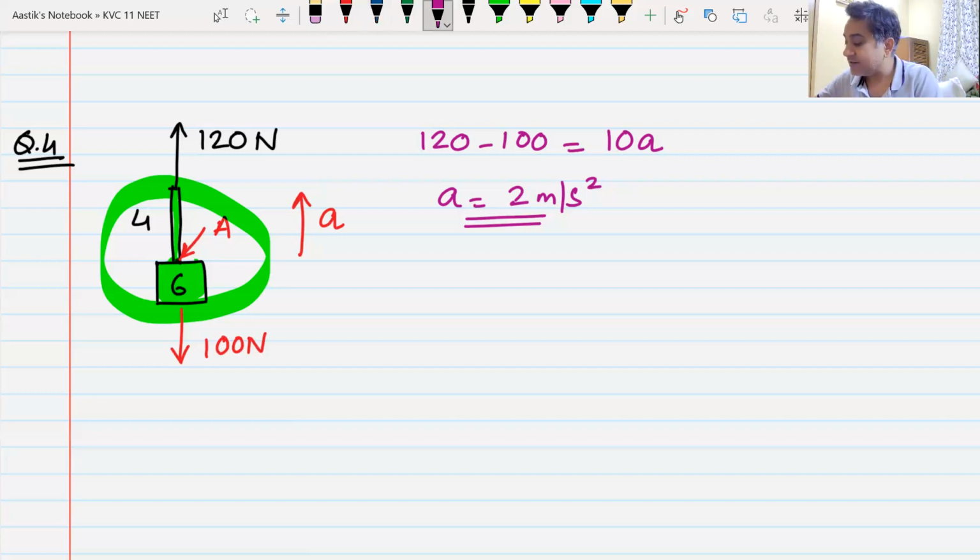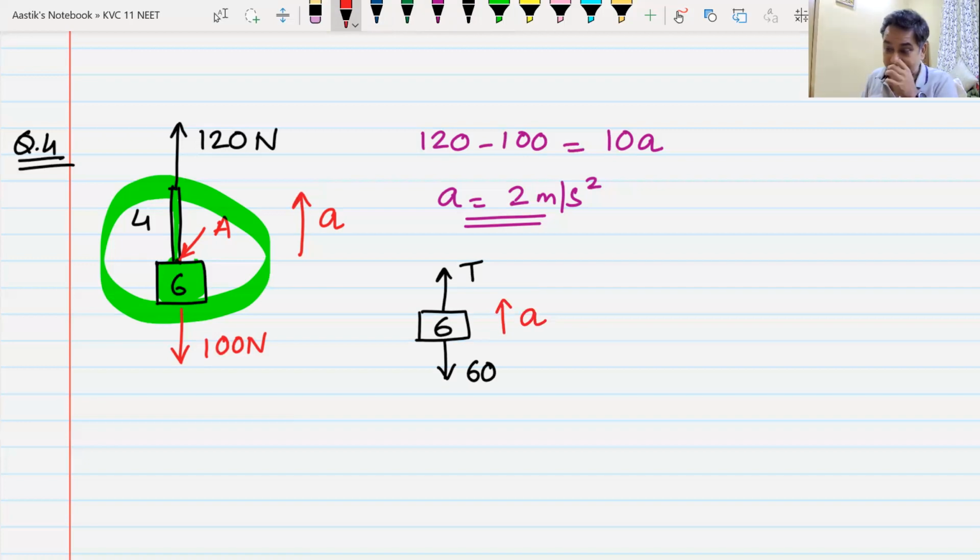So to get the tension at point A, look at the diagram of this. This is 6 kg, so this would be 60 newtons. This would be tension T. And this block is going upwards. So what is the equation of this block? 60 minus T, or rather T minus 60, is equal to 6A.